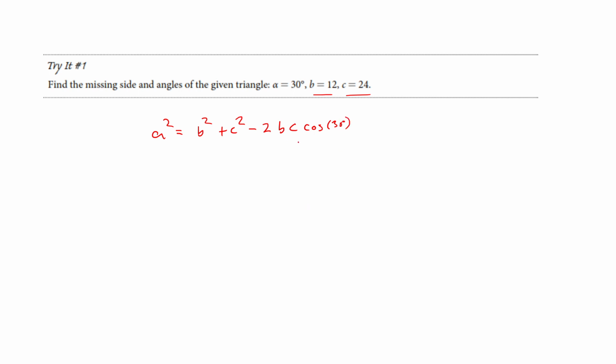Okay, those are the pieces we need, so let's just plug and chug. A squared is going to be 12 squared plus 24 squared minus 2 times 12. Now there's a lot of crunching to do here, so give me just a second. So we're going to do cosine of 30 times 24 times 12. So this all turns out to be negative 498.83. This is 144.